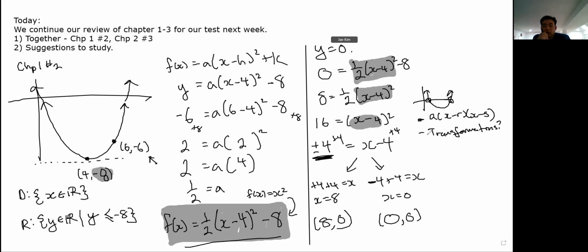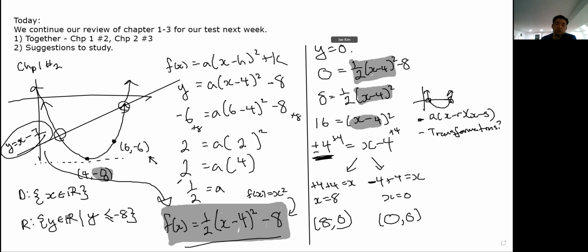What else did I say in my summary? What else could I have asked you for? Chapter 1. Oh, linear quadratic, right? What if I ask you to find the equation and then I say, hey, there happens to be a straight line that crosses it with an equation of y equals x minus 7, right? Where are the 2 points where it locates? Then maybe you'd have to take that and make it equal to that equation.